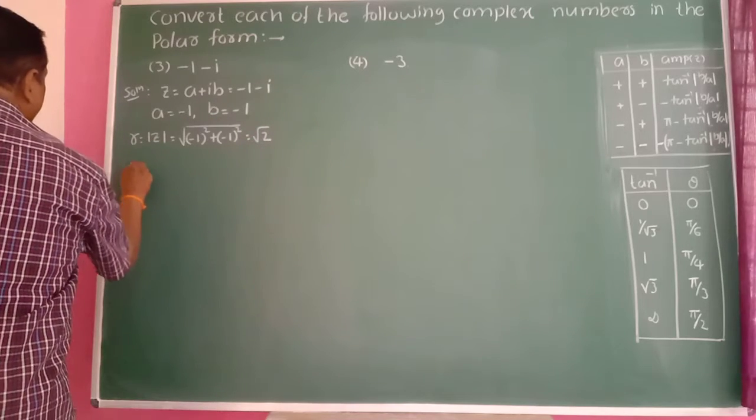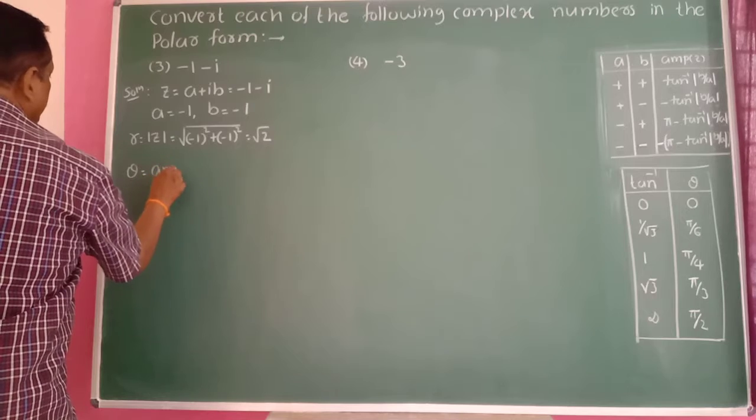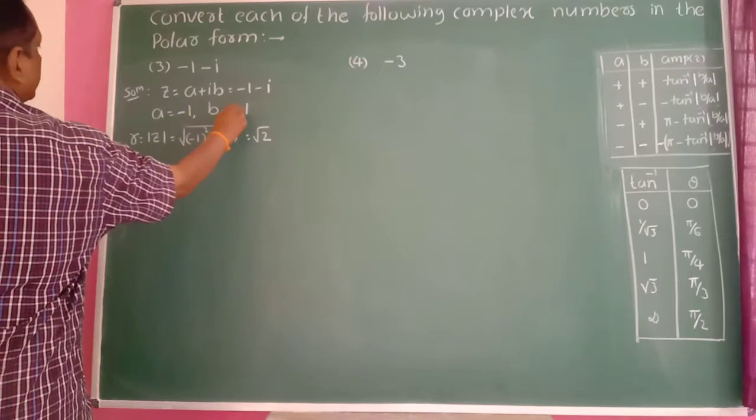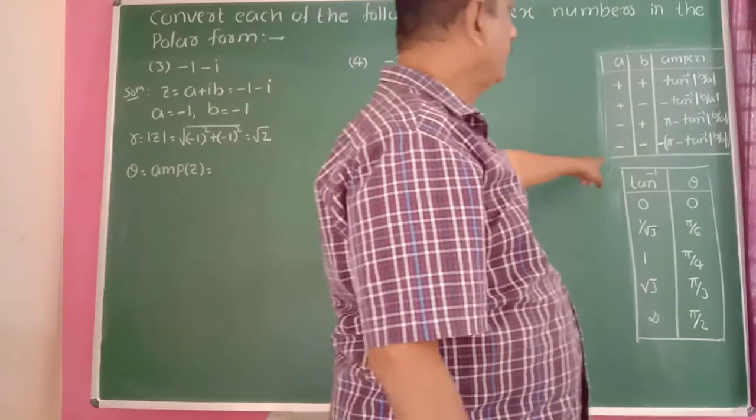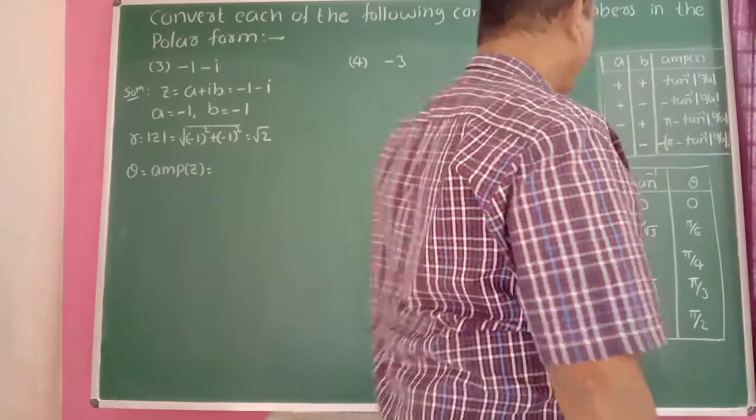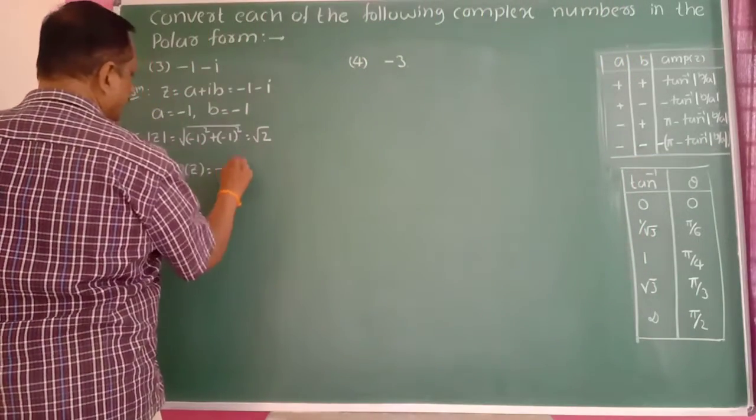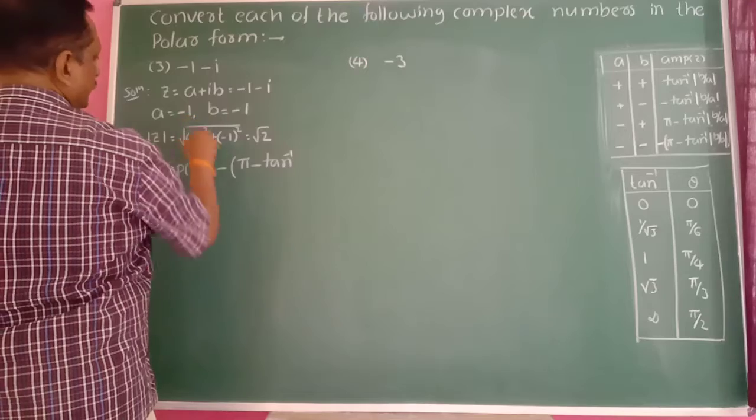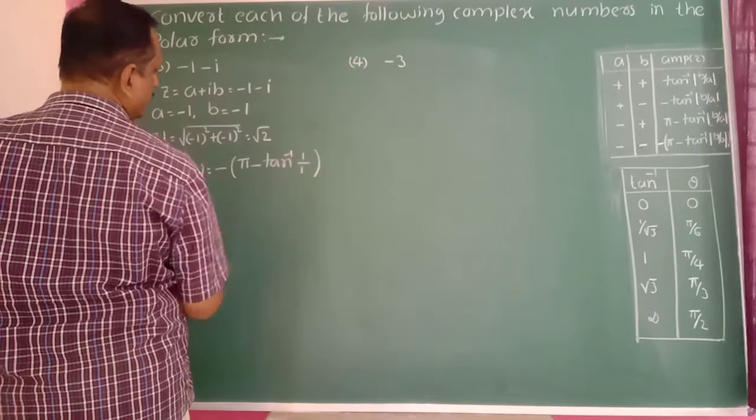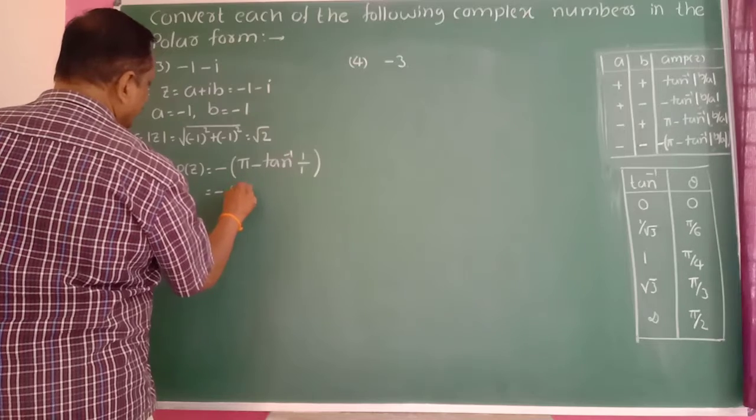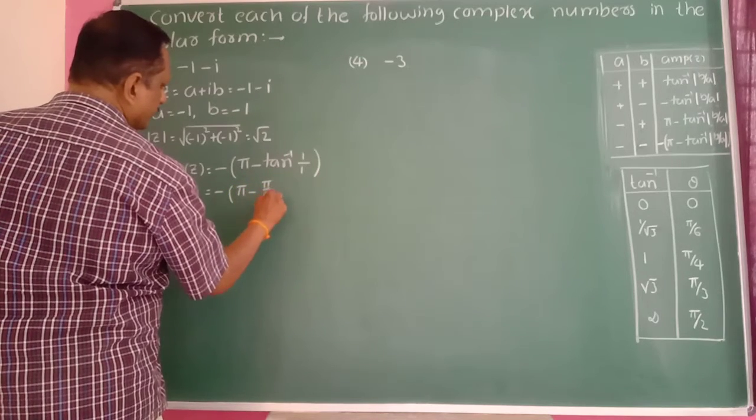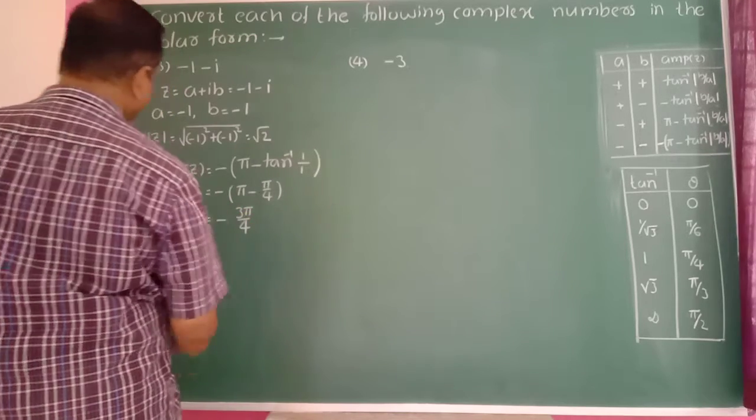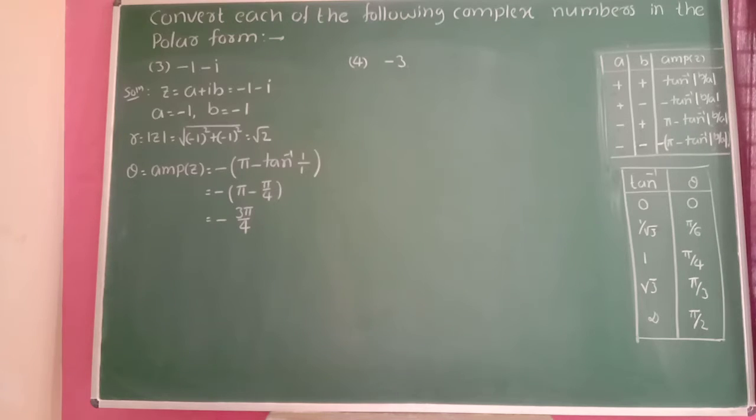Next, the amplitude of the complex number, theta, is equal to the amplitude of z. Here both are negative, so a is negative and b is negative, so it is minus (pi minus tan inverse of b by a). Therefore minus of (pi minus tan inverse of 1 upon 1), so 1 divided by 1. Therefore this equals minus of (pi minus tan inverse of 1, which is pi by 4). Therefore this equals minus 3 pi divided by 4. Therefore the amplitude of the complex number is minus 3 pi by 4.